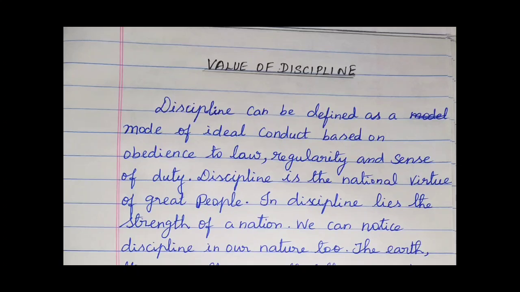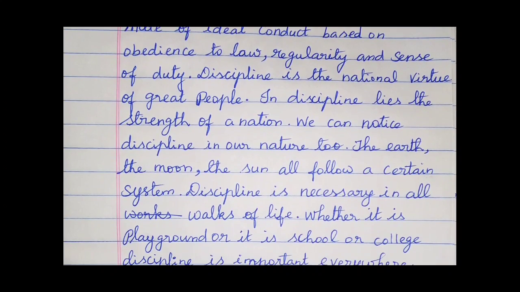Discipline is the national virtue of great people. In discipline lies the strength of a nation. So I'll repeat the lines again, children. Discipline is the national virtue of great people. Then the next line, in discipline lies the strength of a nation. So that's all. Look at the next sentence.